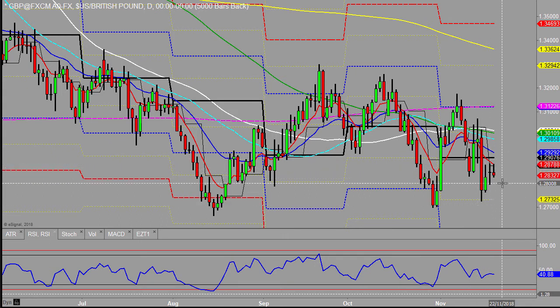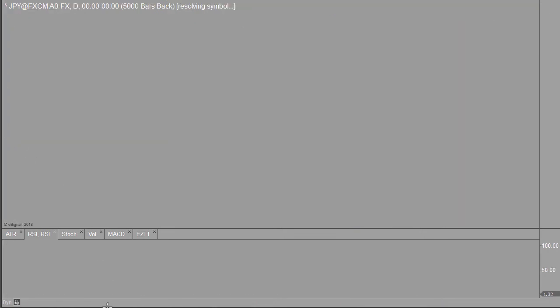And unless there's something more substantial coming from the Prime Minister's office itself, I've still got to be a seller into big rallies. Okay, dollar yen.